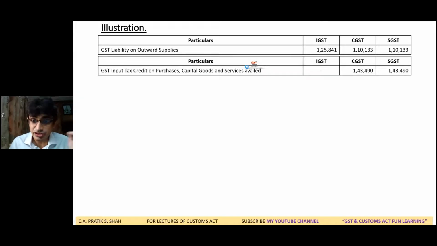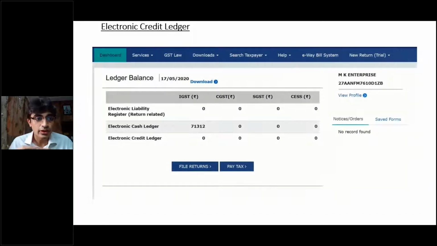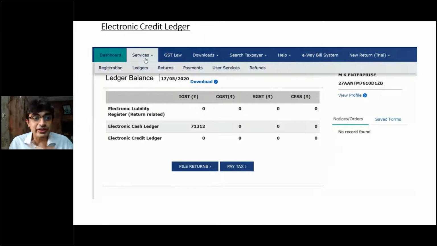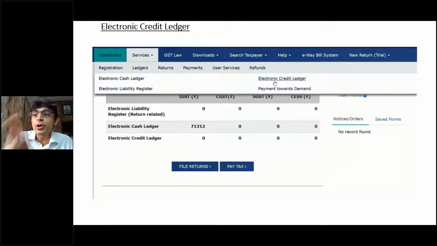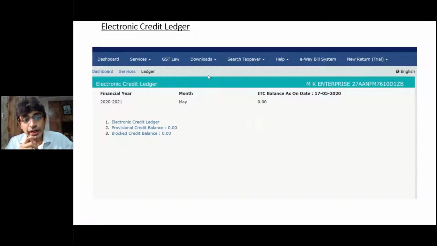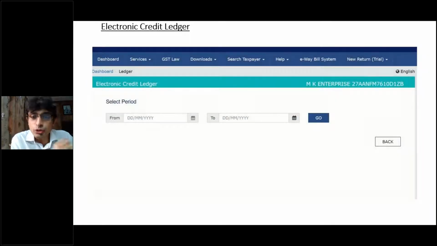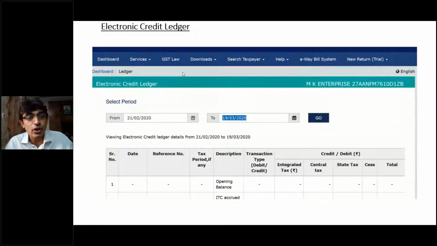The name is suggesting input tax credit. So it will go to which ledger? See the services ledger, electronic credit ledger. It goes to electronic credit ledger. Whatever GST you pay on purchases and services, whatever ITC is available, you can get it in the electronic credit ledger.